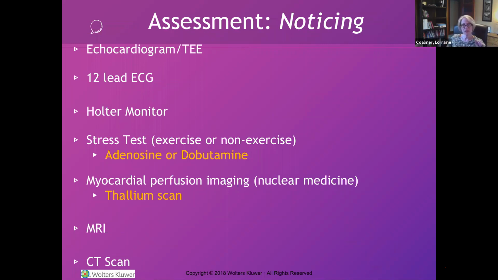Very important test. Stress test. You can have an exercise, if I'm able to walk on a treadmill, or non-exercise, and in parentheses, by non-exercise, you can put pharmacologic. We're going to give medication to stress that heart out. And that dobutamine below is the one I see more often than anything. Or Dobutrex is the other name. Dobutamine will make that heart rate go fast. And that's what we want to do, we want to tax the heart. And if I can't walk and make somebody exercise, we're going to do it pharmacologically.